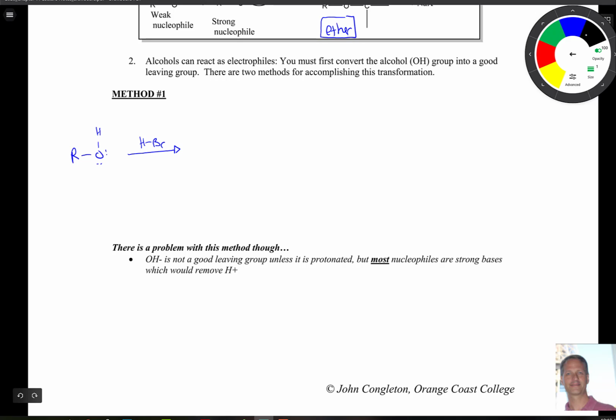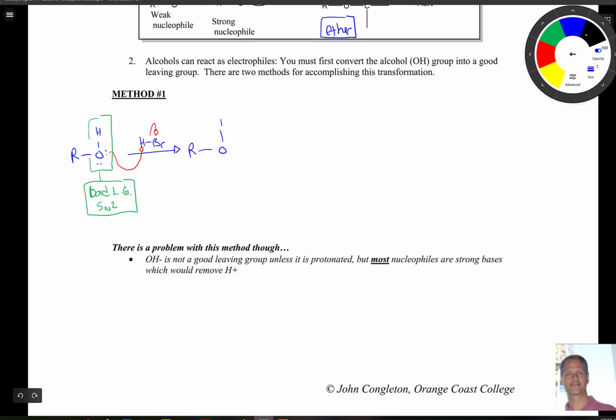By itself, remember, this thing right here is not a good leaving group. It is a bad leaving group for SN2, if we wanted to clarify that. In order to convert it into a good leaving group, we're going to take that H away from HBr, and this will make that protonated alcohol.